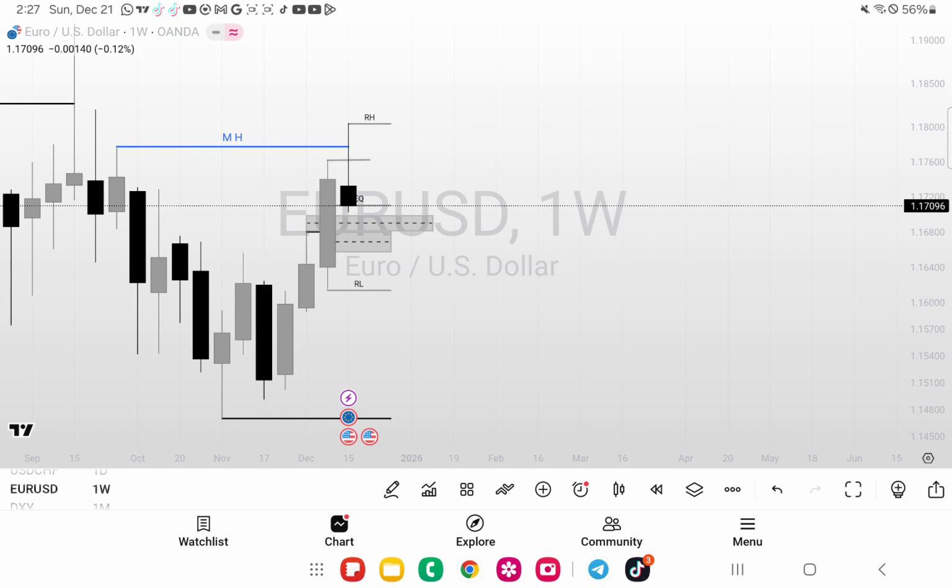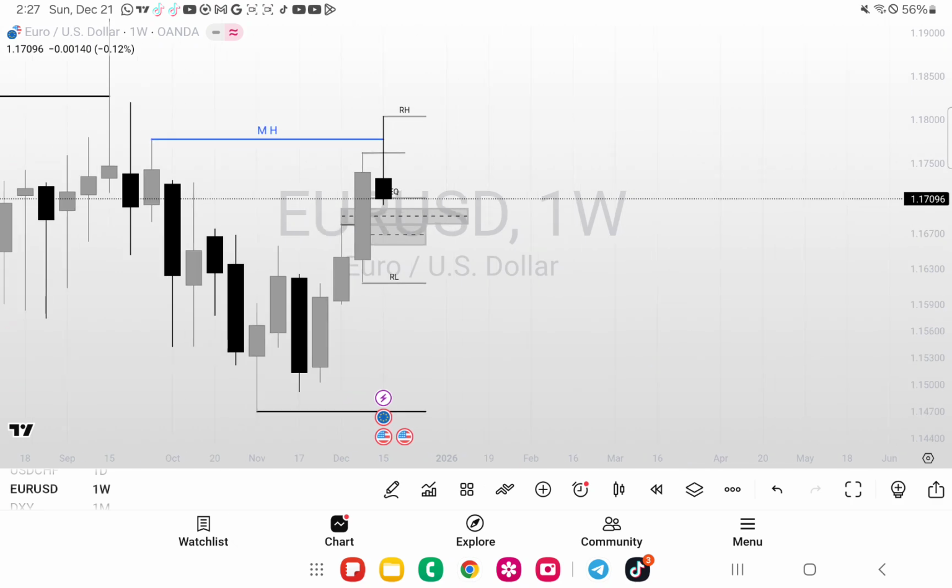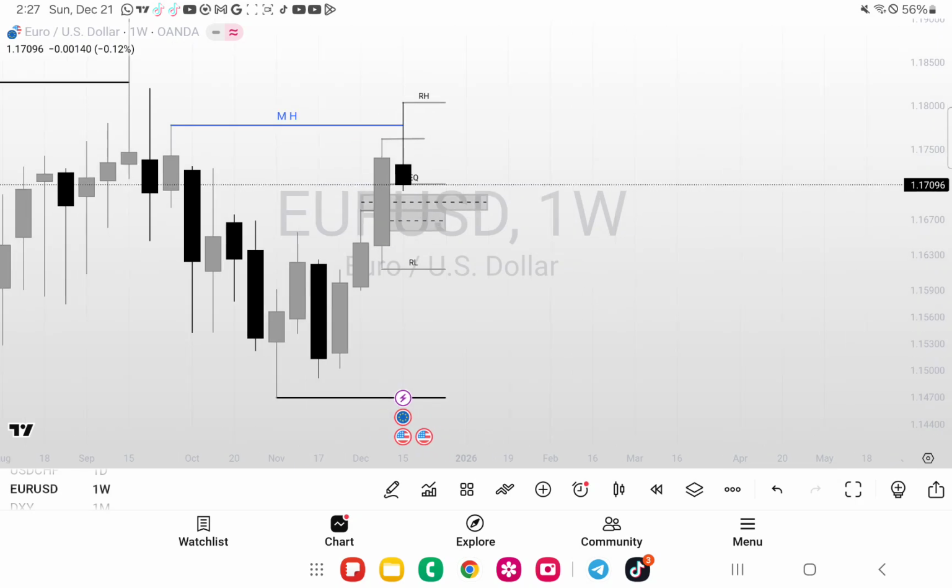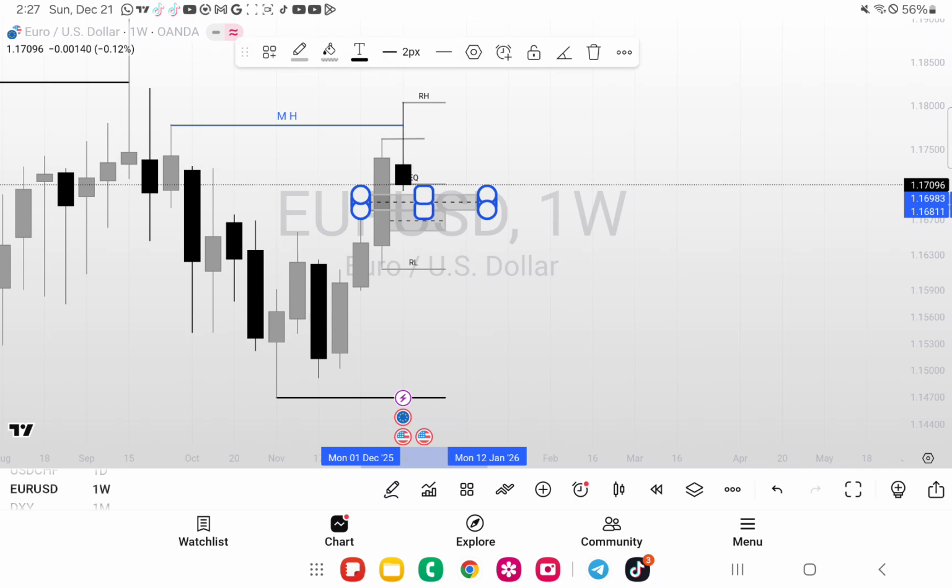But we should not only focus on that. We should also think about the market structure, right? We should also put in mind that the market structure is bullish. So we should not forget about that. We should also be looking at this internal range liquidity here, this fair value gap on the weekly time frame.